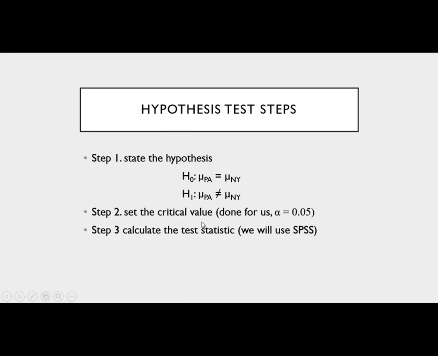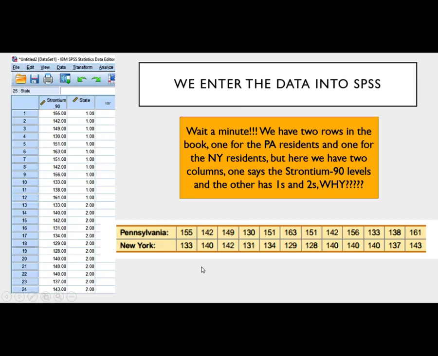So the steps that we follow, we state the hypothesis. So the null is that the mean amount of strontium-90 in Pennsylvania residents is the same as New York. And then the alternate is that they're just not equal. They're not the same. The critical value was set for us. Use alpha equal to 0.05. We're always going to do that. And then we're going to calculate the test statistic, but we're going to use SPSS.